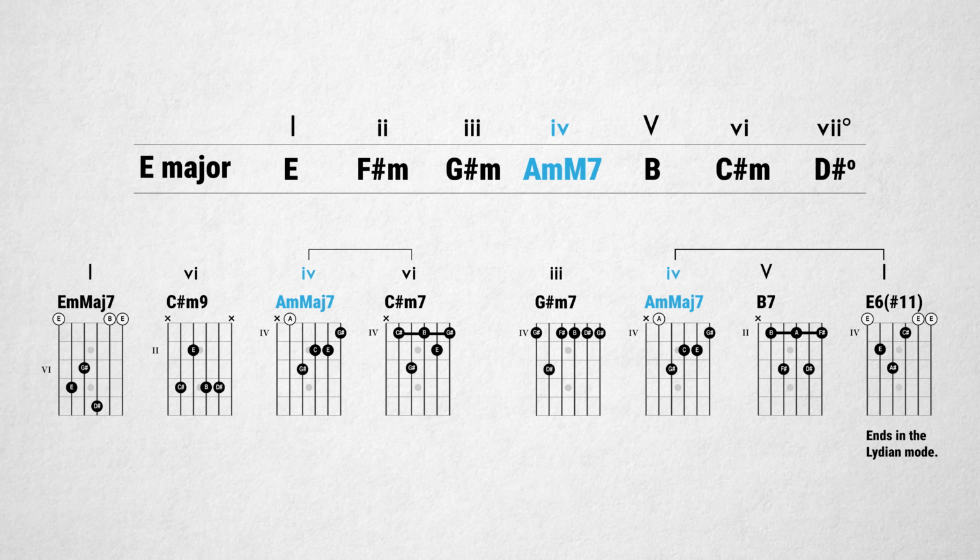Now this is how the progression sounds without the arrangement. And this is the same progression molded into a musical example in a 7/8 time signature in the key of E major.